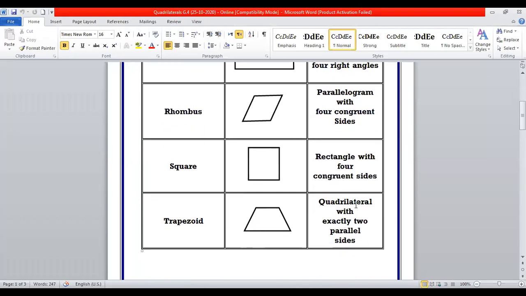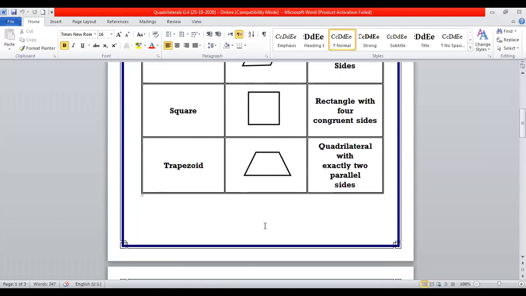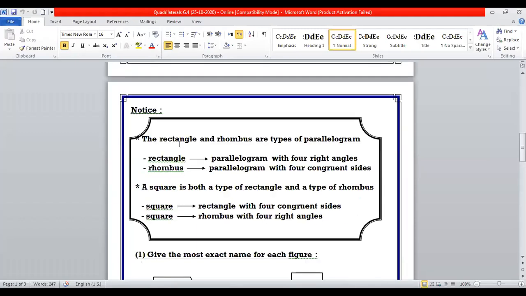Trapezoid, we said it is a quadrilateral with exactly two parallel sides. We have two parallel sides only in the trapezoid. As we said, the rectangle and the rhombus are types of parallelogram. Rectangle is a parallelogram with four right angles. Rhombus is a parallelogram with four congruent sides. And also the square is both a type of rectangle and a type of rhombus. It has properties common between square and rectangle and also between square and rhombus.